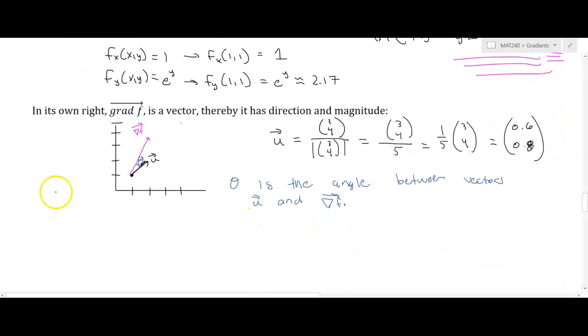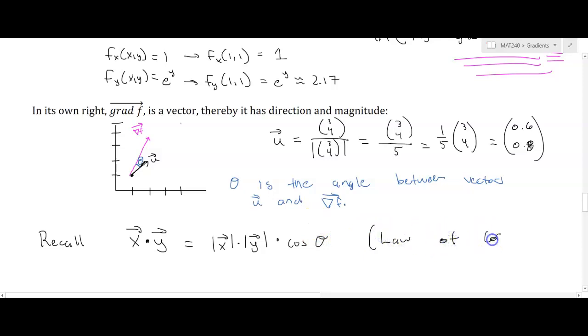So one important thing that we're going to recall at this point, the dot product between two vectors from the law of cosines is equal to the product of their magnitudes multiplied by cosine of theta. So this comes from the law of cosines. Now how does that relate to what we have here? Well, here we have two vectors. One of them is u and one of them is grad f. So let's go ahead and write those in here.